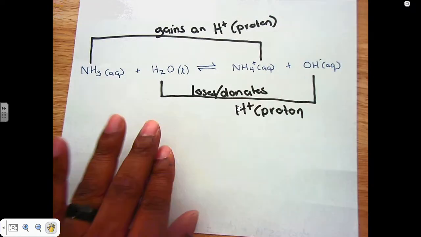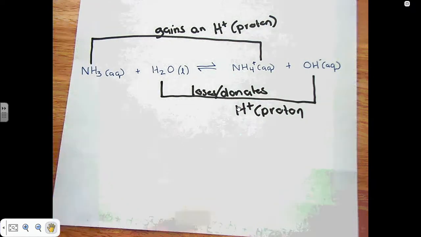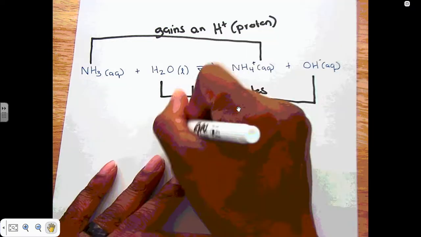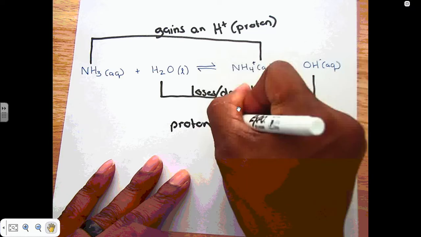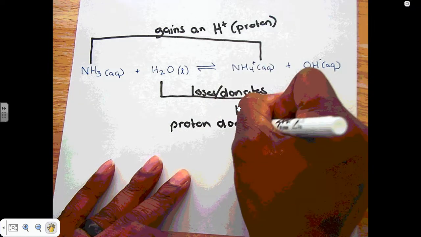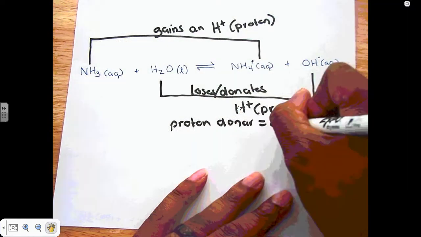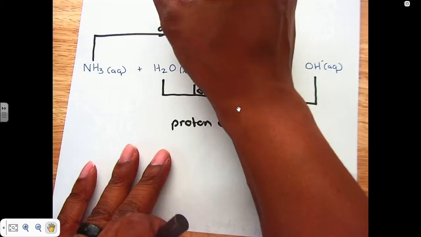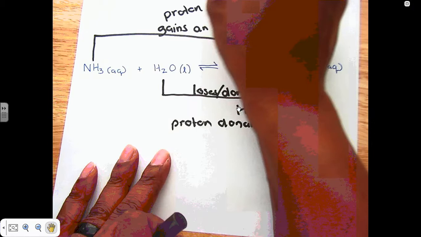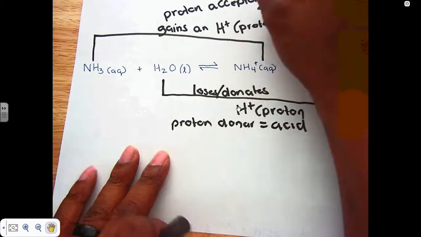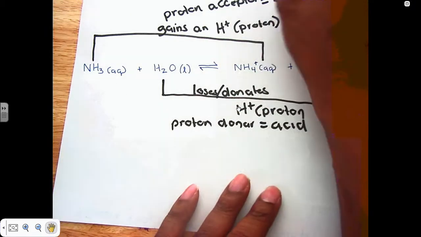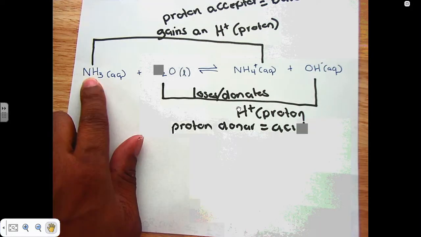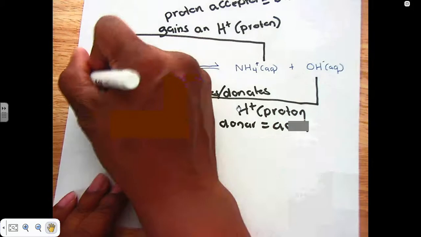So how do we look at this? Well, we know that when something donates an H, i.e. proton donor, that's going to equal an acid. And when we look at this guy, proton acceptor, we're looking at what's called a base. So what does that mean? That means that we have identified this compound as our base.